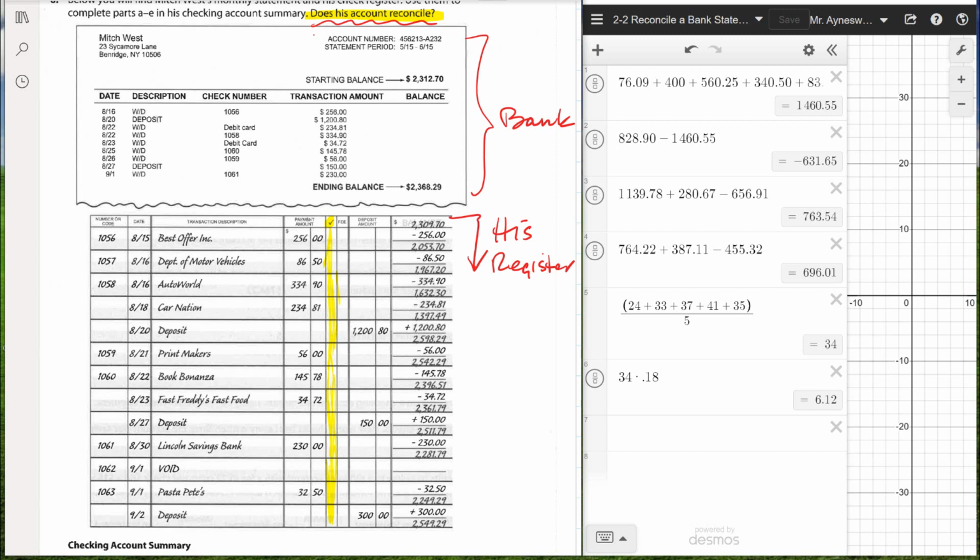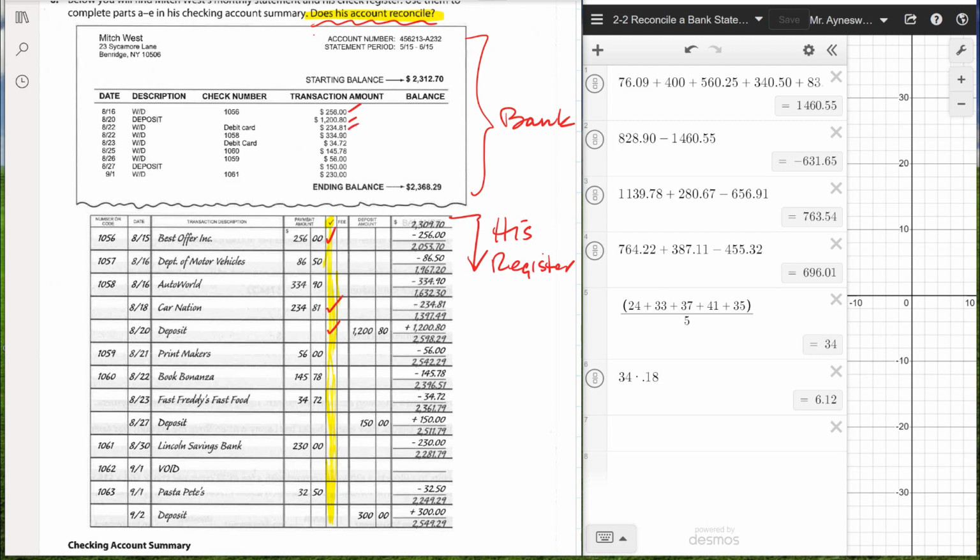All right, so a withdrawal here at the top of the bank statement says on 8/16 there was a withdrawal of $256. Okay, that definitely did happen. It cleared the bank, and it's also in our check register. So we're just going to check this one off. And then I see a deposit of $1,200.80. That definitely was accounted for here in the check register, so just check it off. And then I see a debit card withdrawal of $234.81. That's right here. Just check that off.